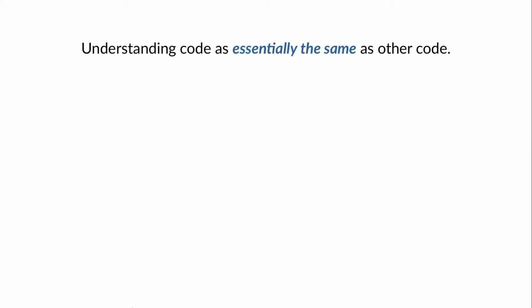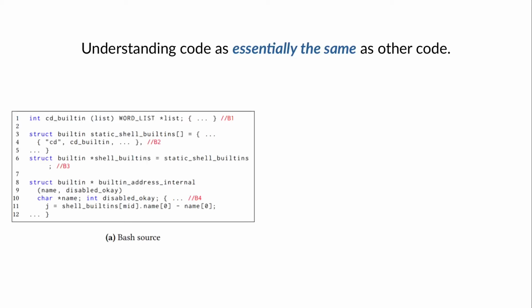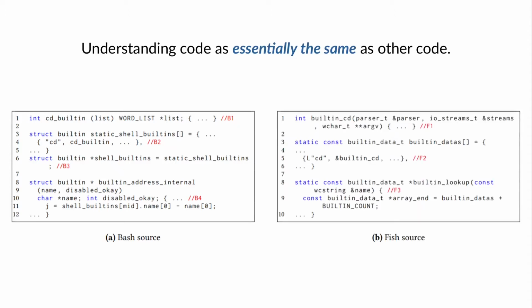One place this comes up often is when programmers understand one piece of code as essentially the same as another. For example, suppose you're the maintainer of the bash shell and wrote the code here on the left that manages built-in shell functions. Next, imagine you wanted to make a bug fix on the source code of a different shell, the fish shell shown on the right.